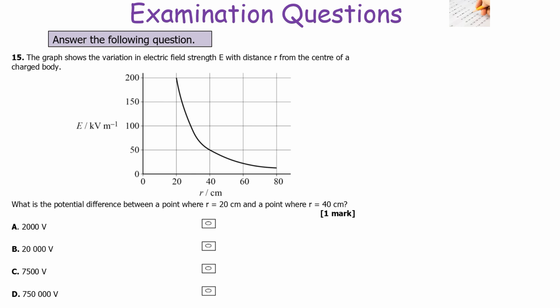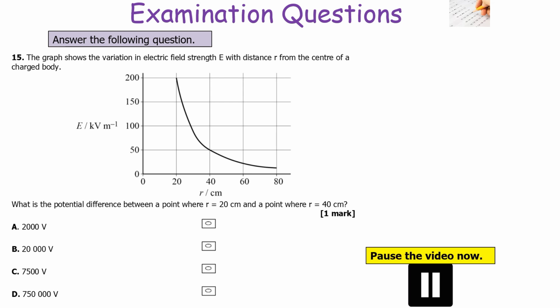The next question says, the graph shows the variation in the electrical field strength E with a distance r from the centre of a charged body. What is the potential difference between a point where r equals 20 centimetres and a point where r equals 40 centimetres? So pause the video now, then unpause the video when you want to go through your answer.